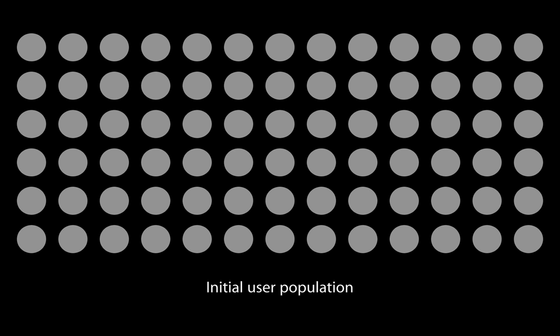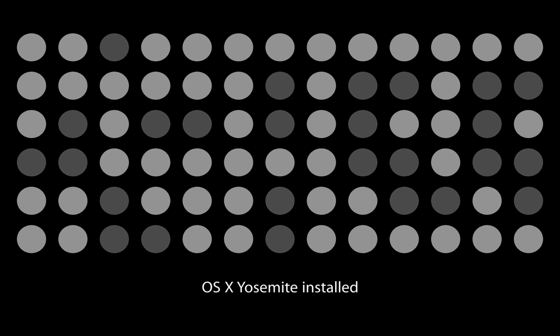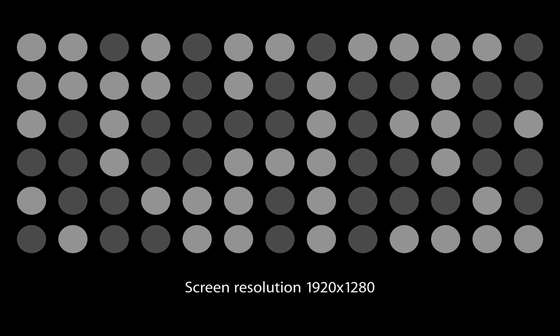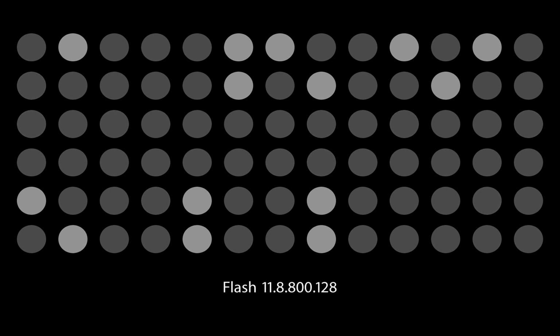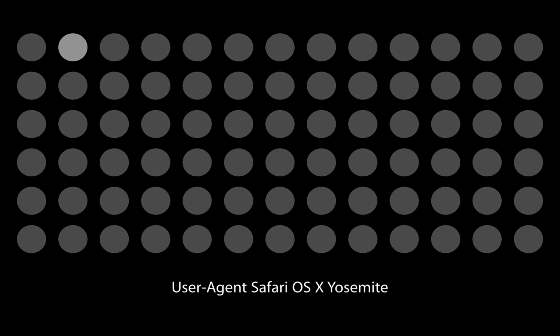So here we have an initial user population. All these dots, they're devices. So first, we're going to take all the devices that have OS X Yosemite installed. Then have a certain screen resolution, a certain time zone, Pacific Standard Time. Do they have Java installed? Are cookies enabled? A certain version of Flash. And with a user agent string of Safari OS X Yosemite, we're down to a single device, Alice.